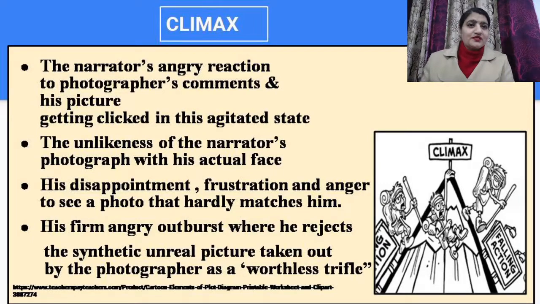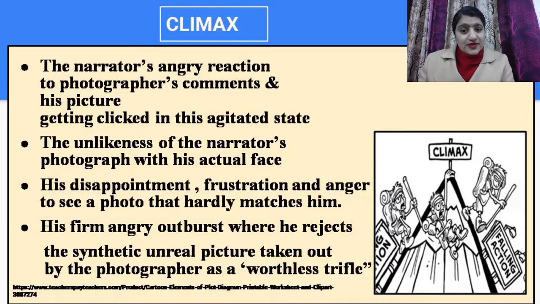In this moment, when the narrator is just about to leave the studio, and he gets up, the photographer clicks his picture, and he feels very happy to have done that. He says that he captured it in a moment of animation and could capture the features correctly. Then the next time when he visits to see the proof of his picture, the narrator is shocked to see that the picture hardly resembles his actual face. He's disappointed, frustrated, and very angry to see that he can hardly be recognized from his own picture.